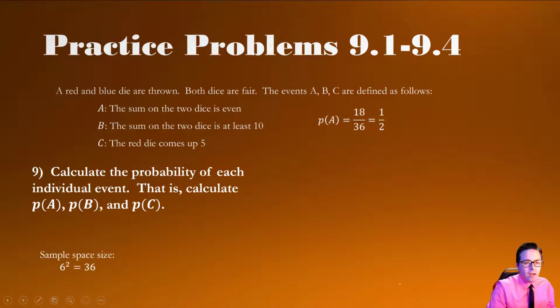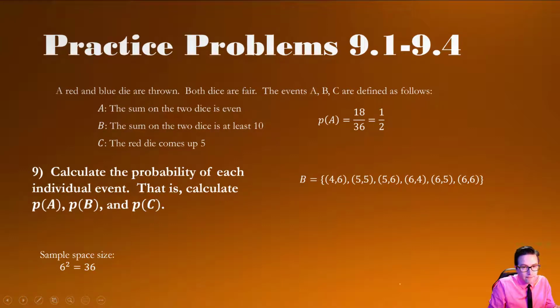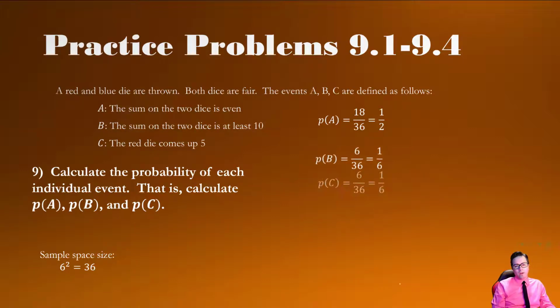Now for B, the sum on the 2 dice is at least 10. So we think about what the different pairs are that result in a 10 or higher. And it's these, right? 4 plus 6 is 10. 5 plus 5 is 10. 5 plus 6, 11. 6 plus 4, 10. 6 plus 5, 11. And 6 plus 6, 12, right? So these are all the different possibilities, all the ones we want to use. We count them, and there are 6, out of 36, and we simplify and we get 1/6. So we're just going to hold on to that over here.